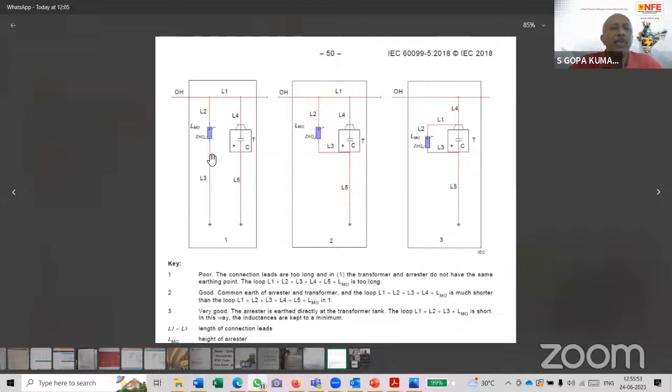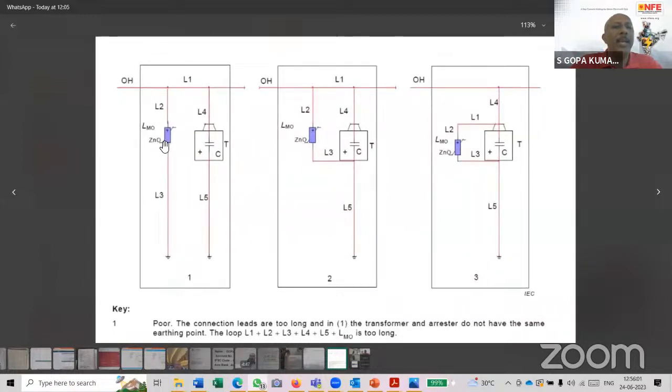Connection 1 is a poor connection because you see the length L3 between the zinc oxide. Let me zoom it again. Between the lightning arrestor, the zinc oxide, and T, the transformer, there is a large loop formed by L2, L3, L5, L4. There is a large loop due to this wire length. Your surge arrestor is not efficient in this case. If you are connecting your surge arrestor through a separate insulated or bare conductor, insulated from the metallic parts of your installation, to a separate earth electrode, technically your surge arrestor or lightning arrestor, whatever name we call it, will not protect your transformer.